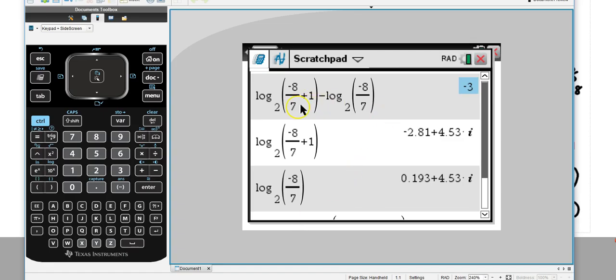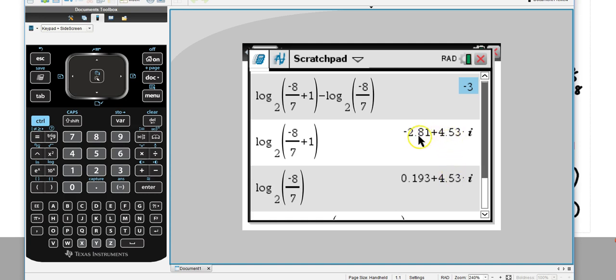On the calculator, if I tried to check by putting negative 8/7 in for x in both places where there is an x, I would end up with negative 3, and here's why. Log base 2 of negative 8/7 plus 1 gives me this imaginary number, and log base 2 of negative 8/7 gives me this imaginary number. I reset my document settings so it would only show 3 decimal places, but both of these are actually longer decimal numbers than this.